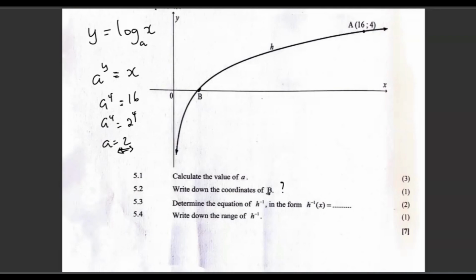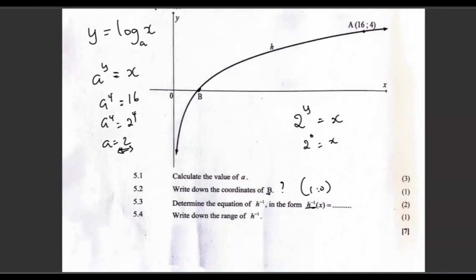We're looking for x if y is 0. If a is 2, it's 2 to the y is equal to x. If y is 0, it's going to be 2 to the 0, which means it's 1. So 1 and 0. Determine the inverse in this form. The inverse.